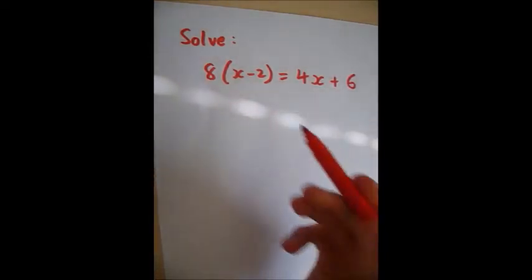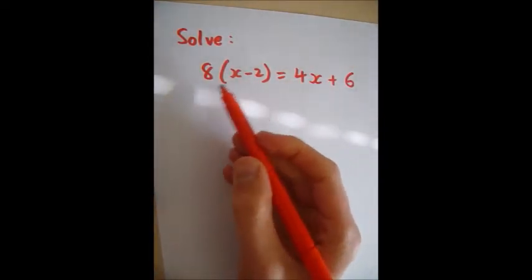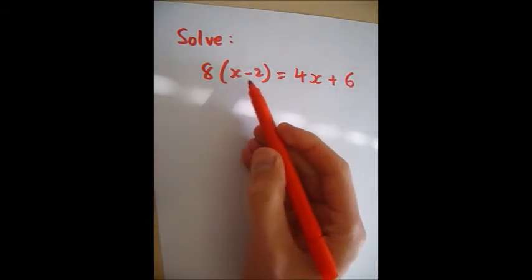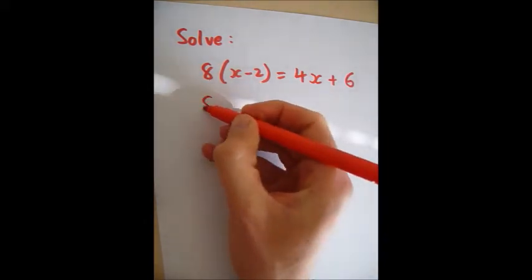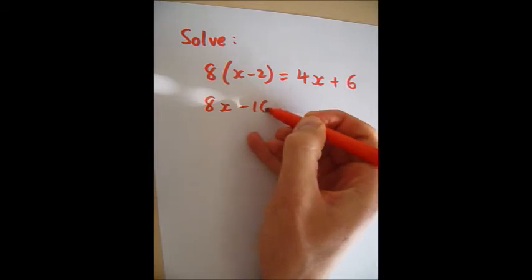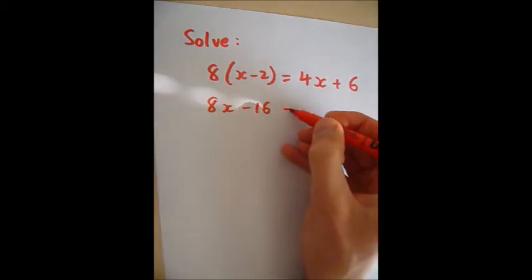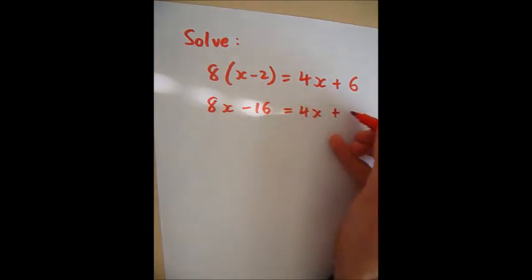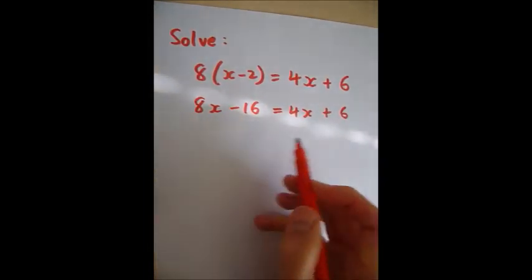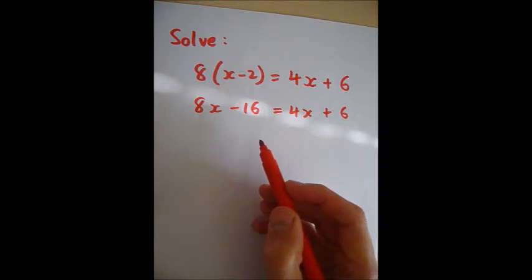So the first thing we need to do is expand these brackets, expand this expression here. So multiply both of these values by 8. So we get 8x minus 16. So that's an operation that applies to the left hand side, the right hand side remains the same. And now we need to start balancing this equation.